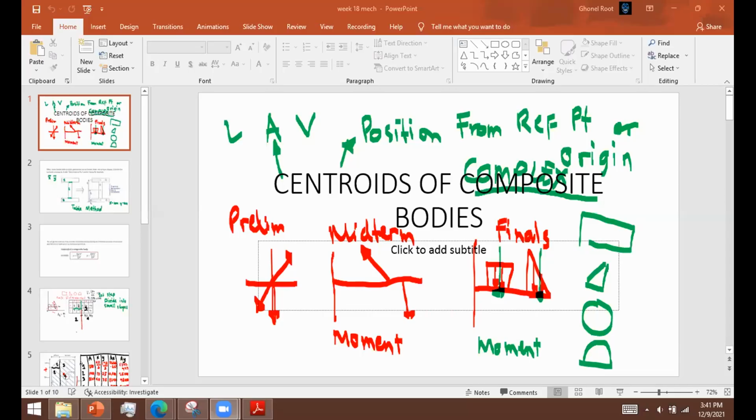Record ko na siya. Okay, so good afternoon class. So our topic for this week, which is centroids. Nasimulan ko na siya last Monday, di ba? Nag-discuss na natin yung ano?